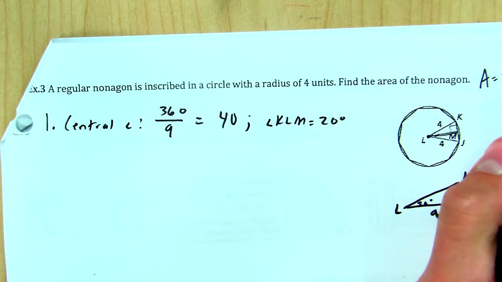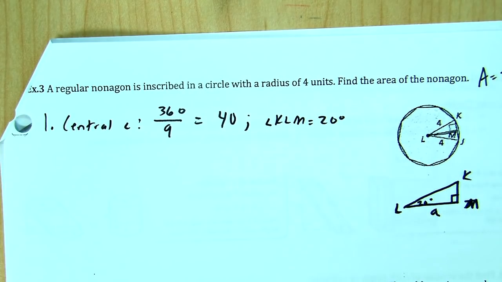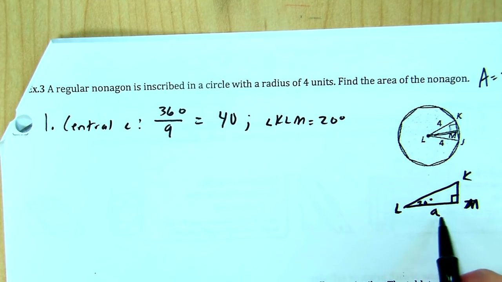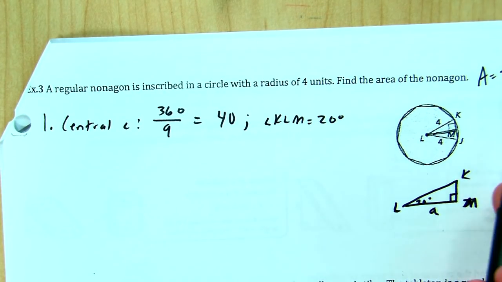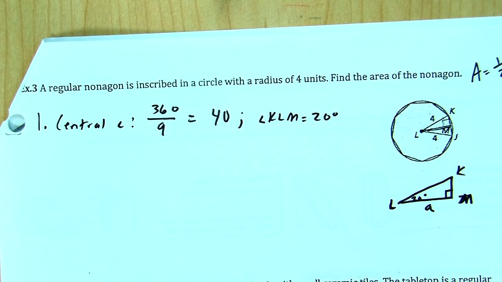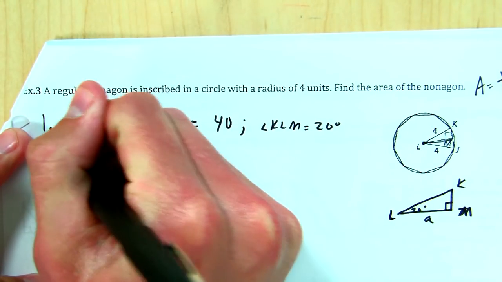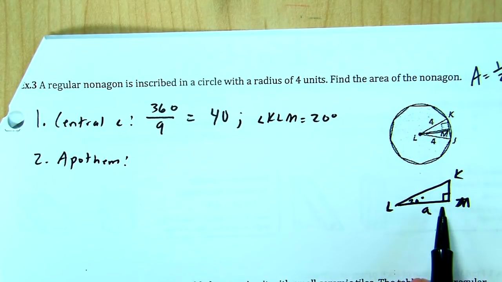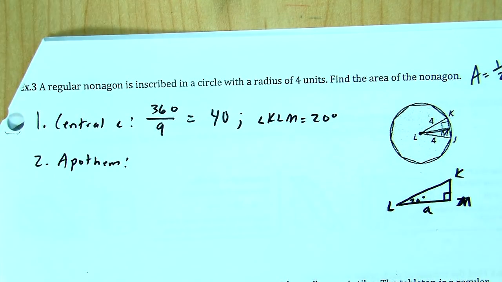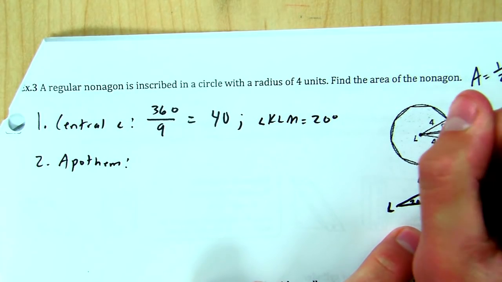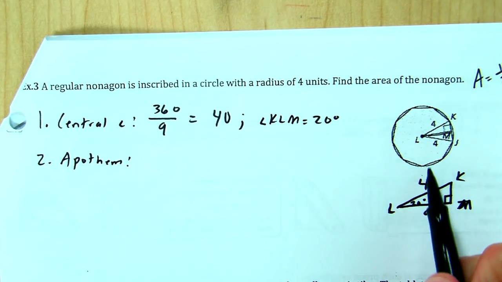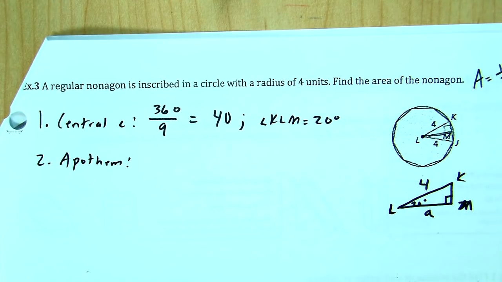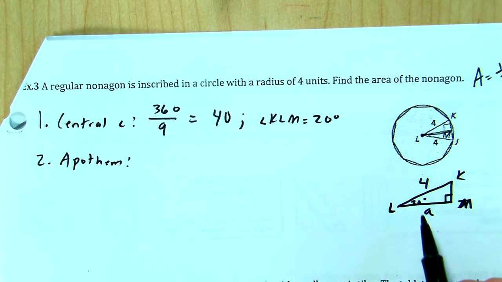This length right here, this is my apothem. So it'd be really nice to know how long this is, because then I could use it in my equation. So I'll solve for the apothem. How will I do that? Well, what I have is a right triangle where I'm trying to solve for this side. Can we do that? Yes, we can. Because we know that this distance over here is 4. It gives us that up here. This is a 4. So my hypotenuse is 4. And I'm solving for this side right here, A, my apothem.